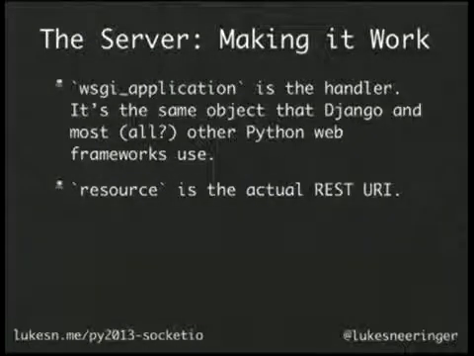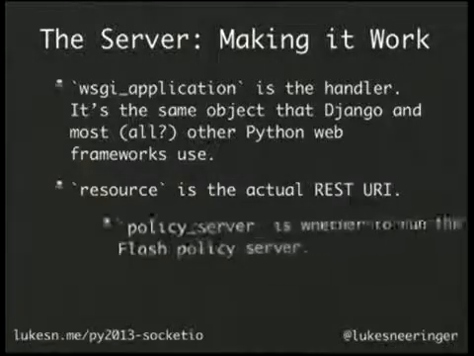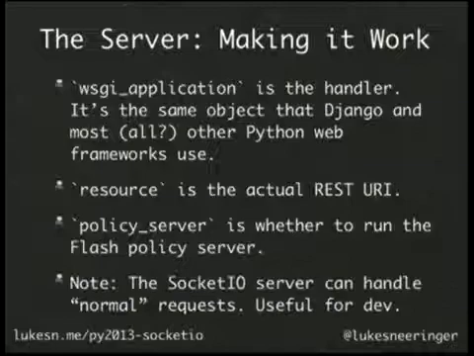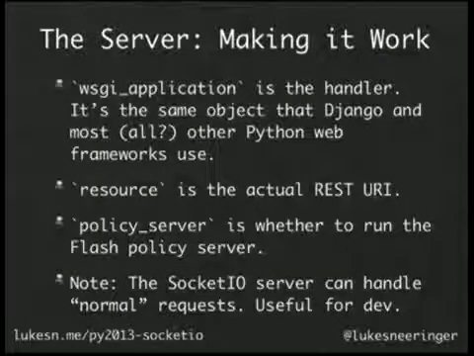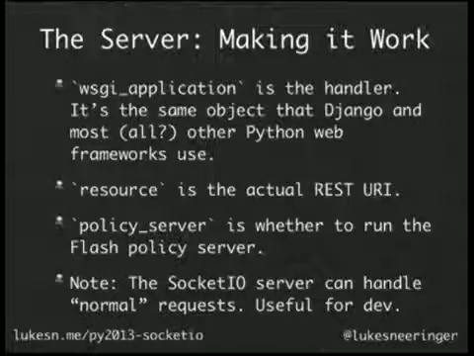We've already talked about the WSGI application. It's the handler. Resource is the actual REST URI. Policy server is the Flash server. And the server can handle normal requests. The SocketIO server that's provided there will actually take regular web requests to other URLs and route them through Django or Flask or Pyramid or whatever you're using and send the right thing down.